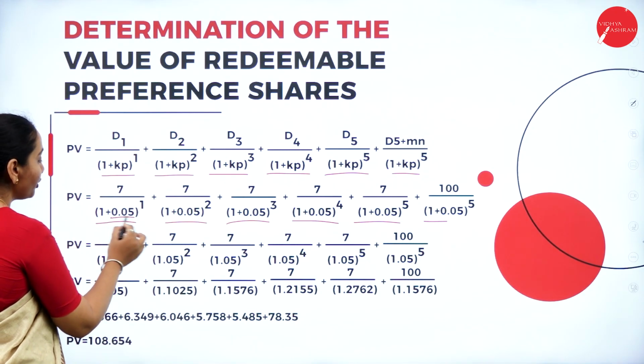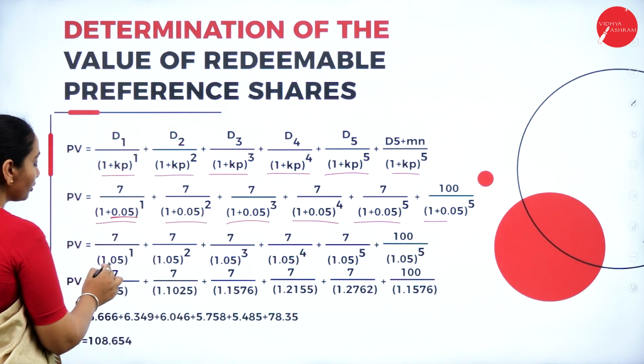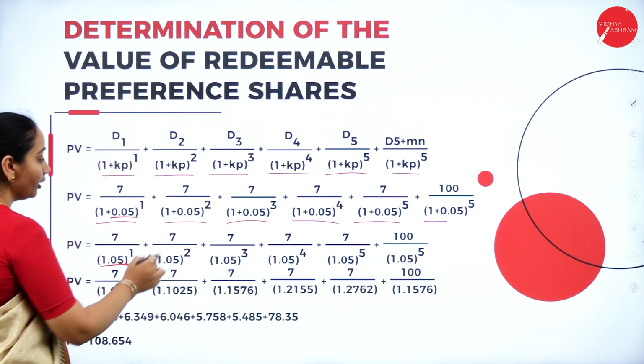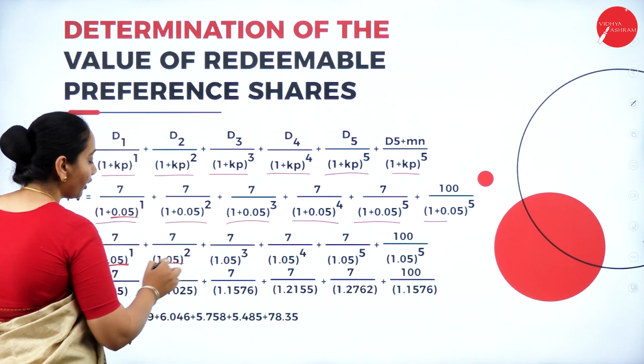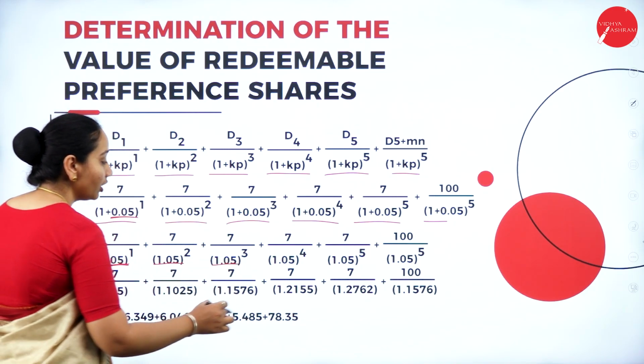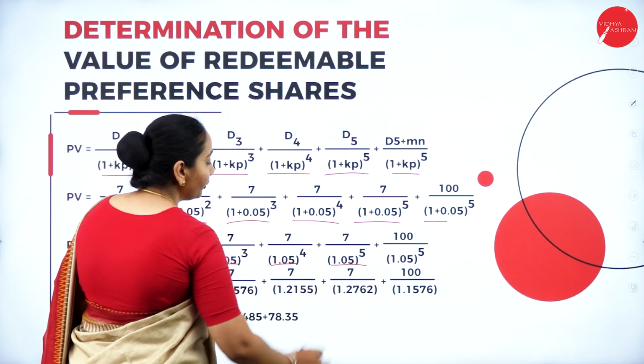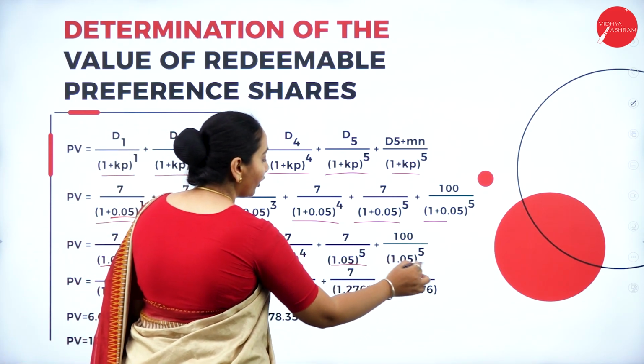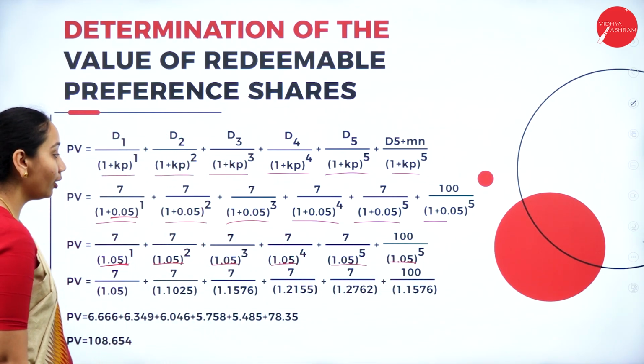Next, 1 plus 0.05 to the power of 1, so we'll get 1.05 to the power of 1. 1 plus 0.05 is 1.05 to the power of 2. Likewise, we'll get 1.05 to the power of 3, 1.05 to the power of 4, 1.05 to the power of 5, then 100 divided by 1.05 to the power of 5.